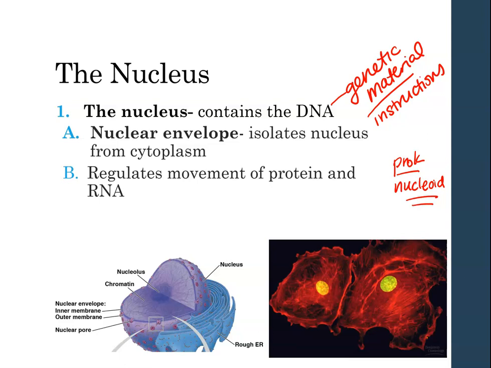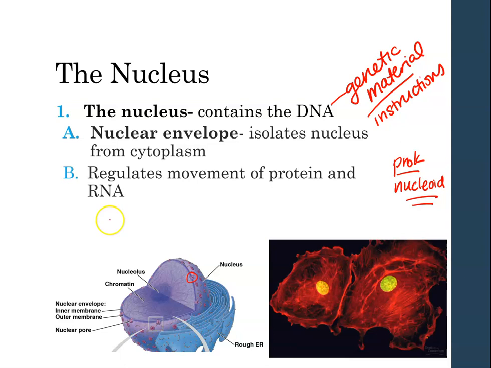Now, the nucleus also has pores. You can see them here in this image. And those pores help to regulate movement of protein and RNA. So some things will move in and out of the nucleus to get to the DNA. Now, proteins do all the work in our cells. And we have a combination of proteins and RNA that go into the nucleus, that copy our DNA into RNA that can be used as instructions later outside of the nucleus to build proteins.